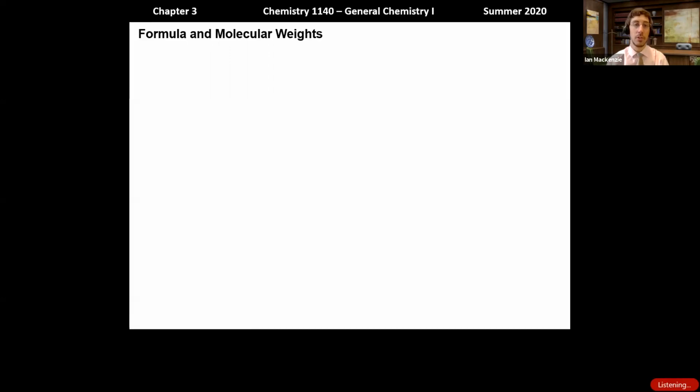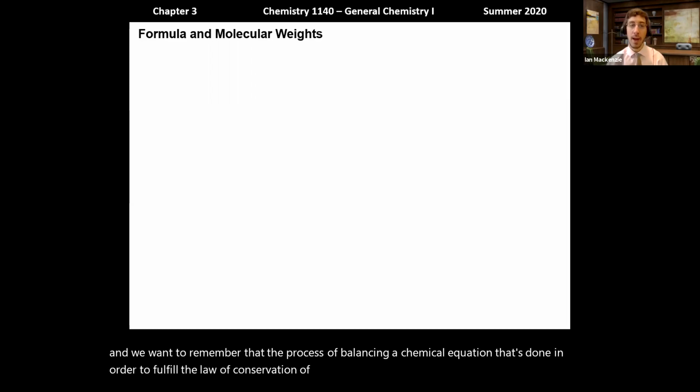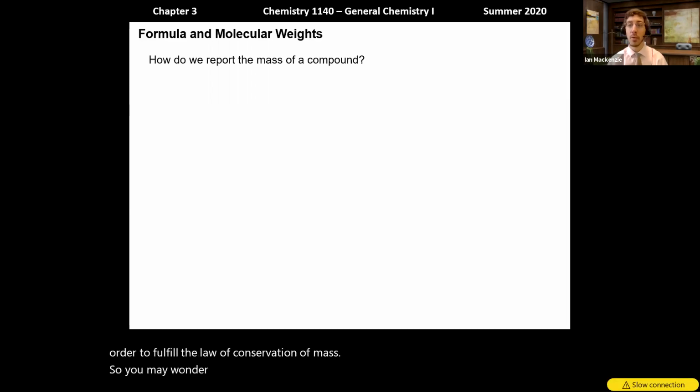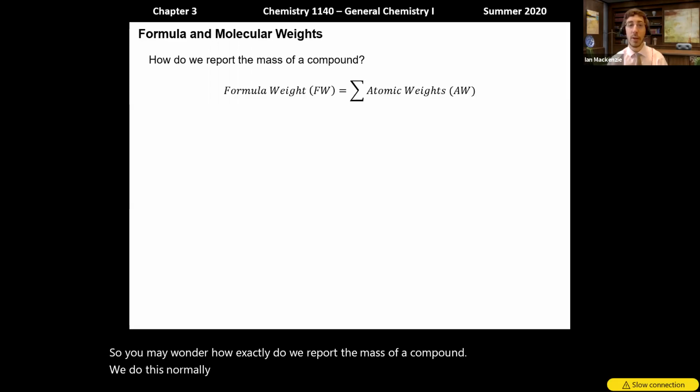Okay, so now you should be a bit better at balancing chemical equations. And we'll want to remember that the process of balancing a chemical equation is done in order to fulfill the law of conservation of mass. So you may wonder, how exactly do we report the mass of a compound? Well, we do this normally using something that's known as the formula weight.